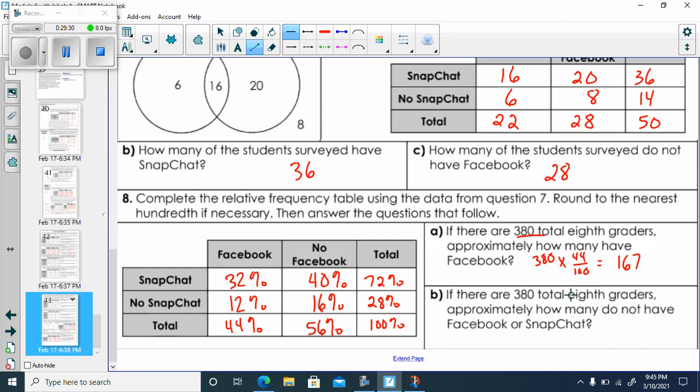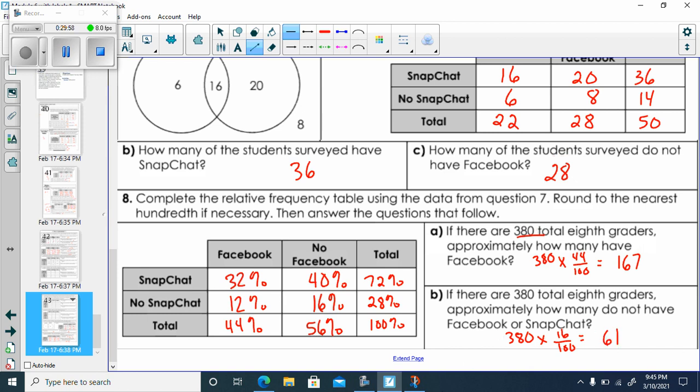If there are 380 total 8th graders, approximate how many do not have Facebook or Snapchat? Let's see, no Snapchat, no Facebook. That would be 16%. 380 times 16%. That's 16 over 100, right? Okay. 380 times 16 divided by 100 would give you 60.8 or 61 of them.